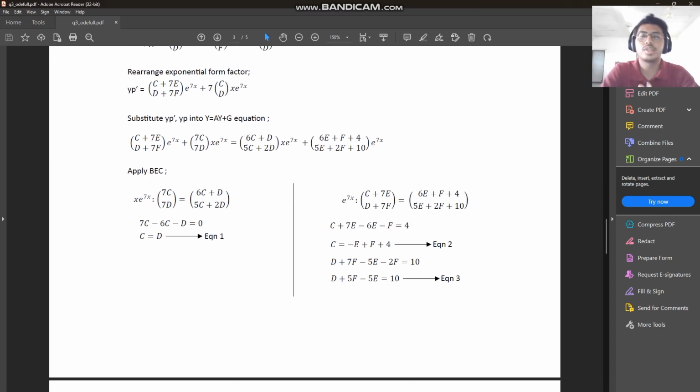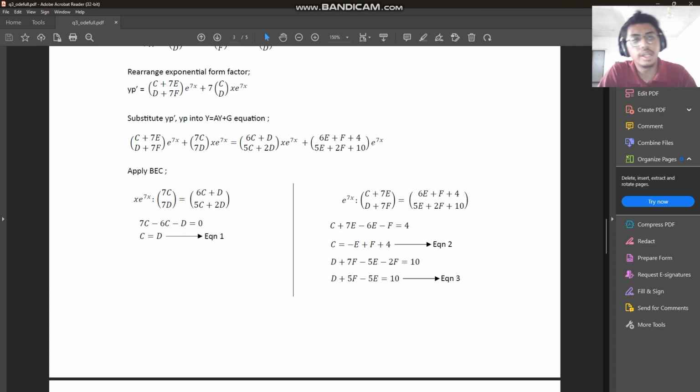So, we need to apply by equating coefficients. So, x exponent 7x is 7c, 7d, matrices 7c, 7d equals to matrices 6c plus d, 5c plus 2d. So we got equation 1, c is equal to d. So move to exponent 7x, we got c plus 7e minus 6e minus f equals to 4. So we got c is equal to negative e plus f plus 4.